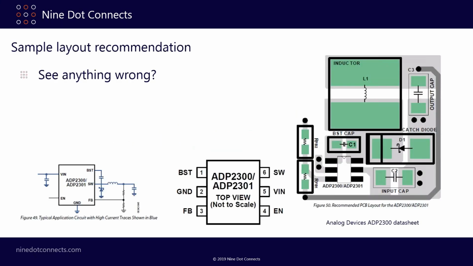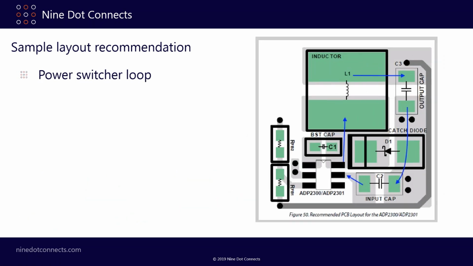Okay, so here's a sample layout recommendation for the ADP2300 that we were talking about before. They were nice enough in the data sheet to show you in blue here your high current traces. Here's the pinout of the part, and then if you'll notice over here on the right. So let's look at the power switch loop first. So here we have the input coming in here on the bottom. So here's your input capacitor.